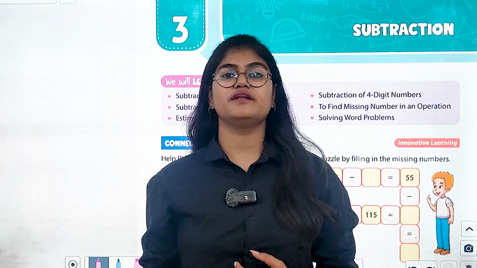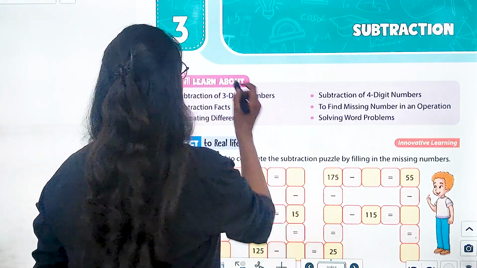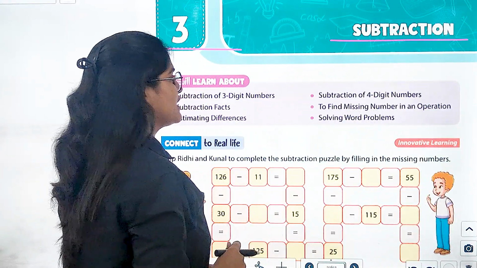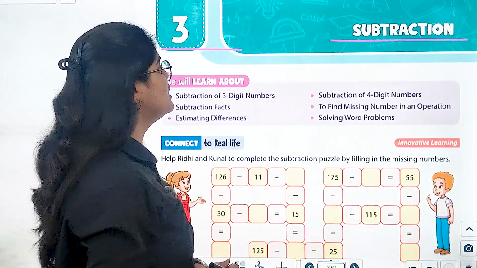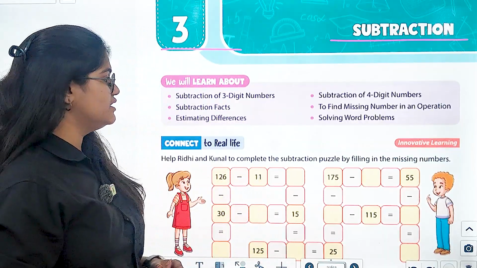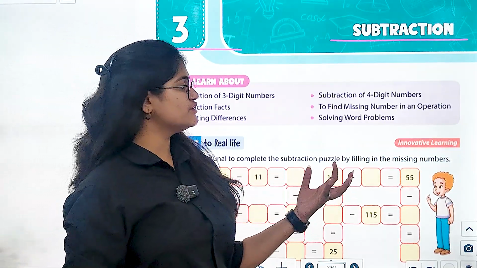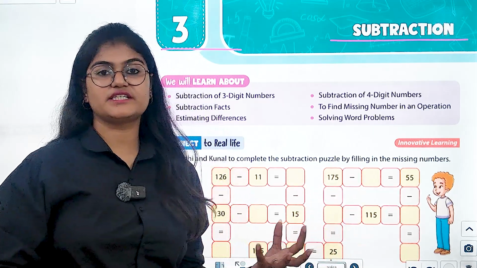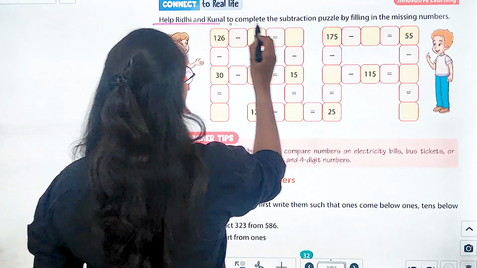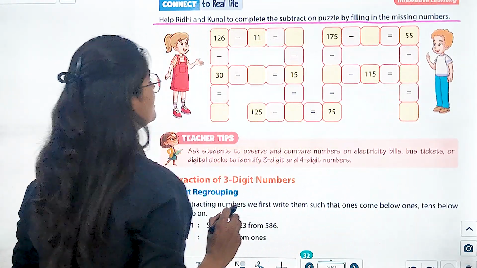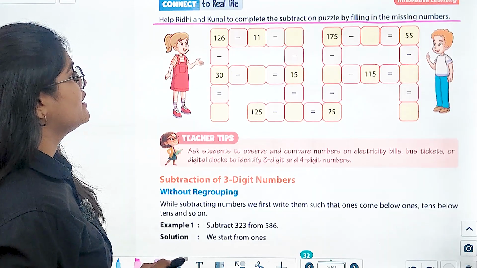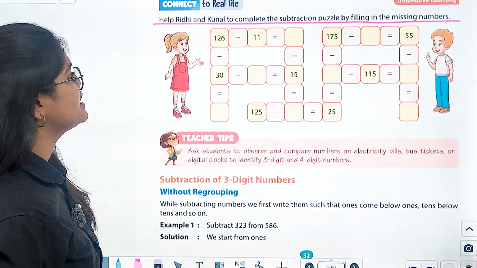So let us begin with chapter number 3, and the name of the chapter is Subtraction. So here we are talking about subtraction, right? Let's see how, first of all, this subtraction is related to our real life. They say help Riddhi and Kunal complete the subtraction puzzle by filling in the missing numbers.